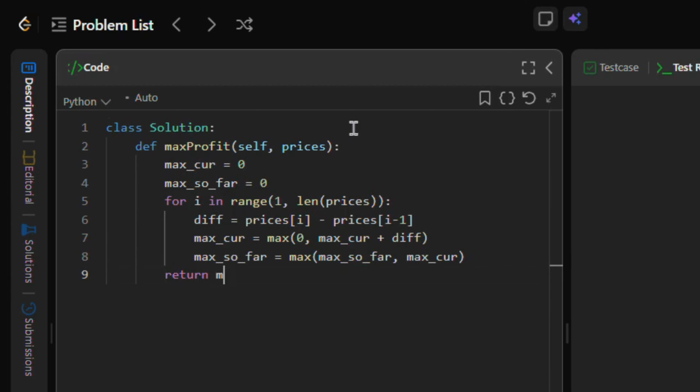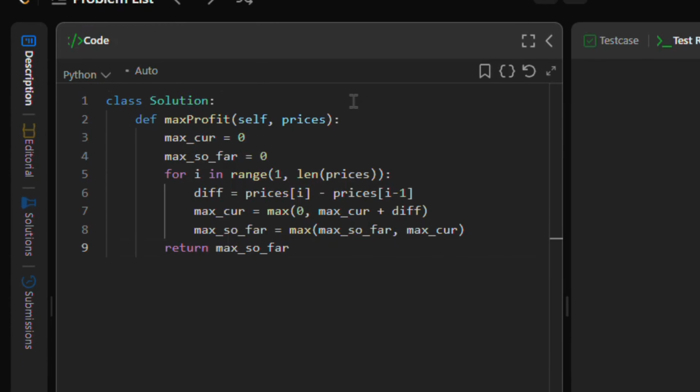Finally, we return the largest running profit accumulated over the whole list. That's our maximum achievable profit. And that's how this algorithm works. It first sets up trackers for the current and best running profit, then scans through each day's price change to accumulate gains while resetting bad streaks. Efficient, simple, and elegant. Check.